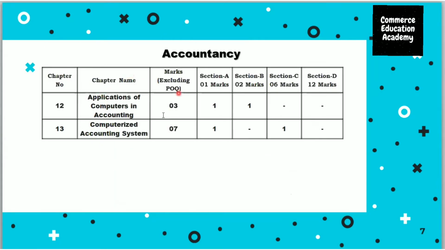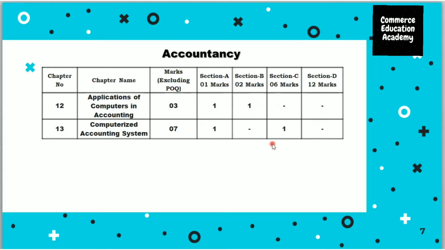12th chapter, this carries 3 marks. From section A, one question, from section B, one question. There is no question from C and D section. Last chapter, this chapter carries 7 marks. From section A, one question, from section B, nil. From section C, one question, from section D, it's nil.